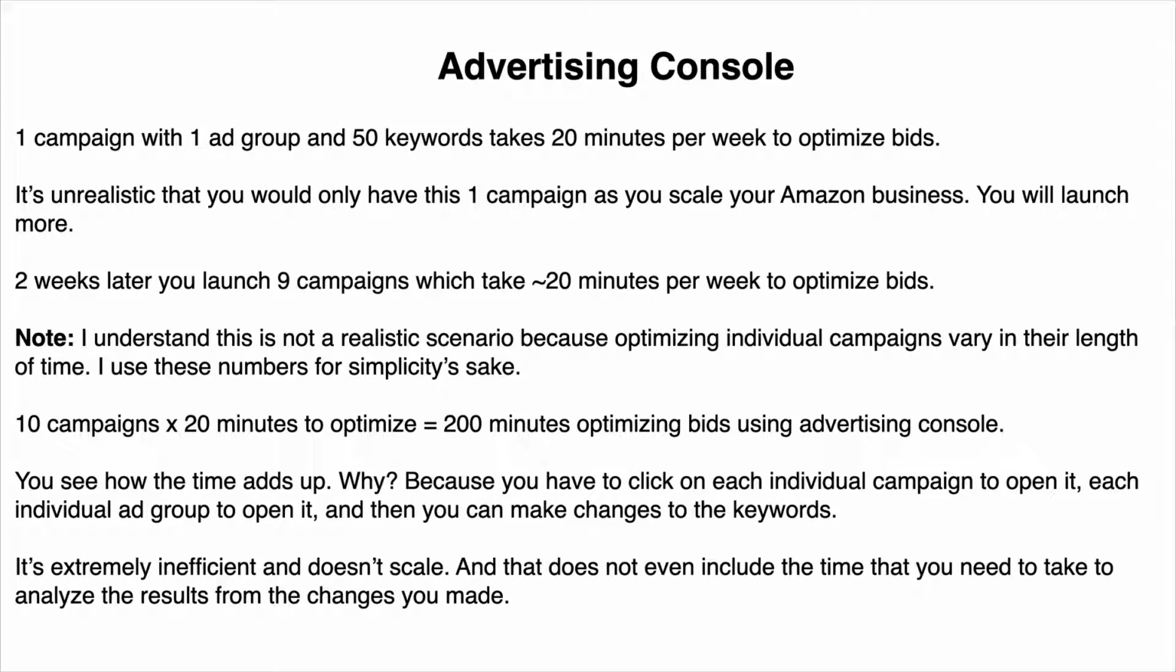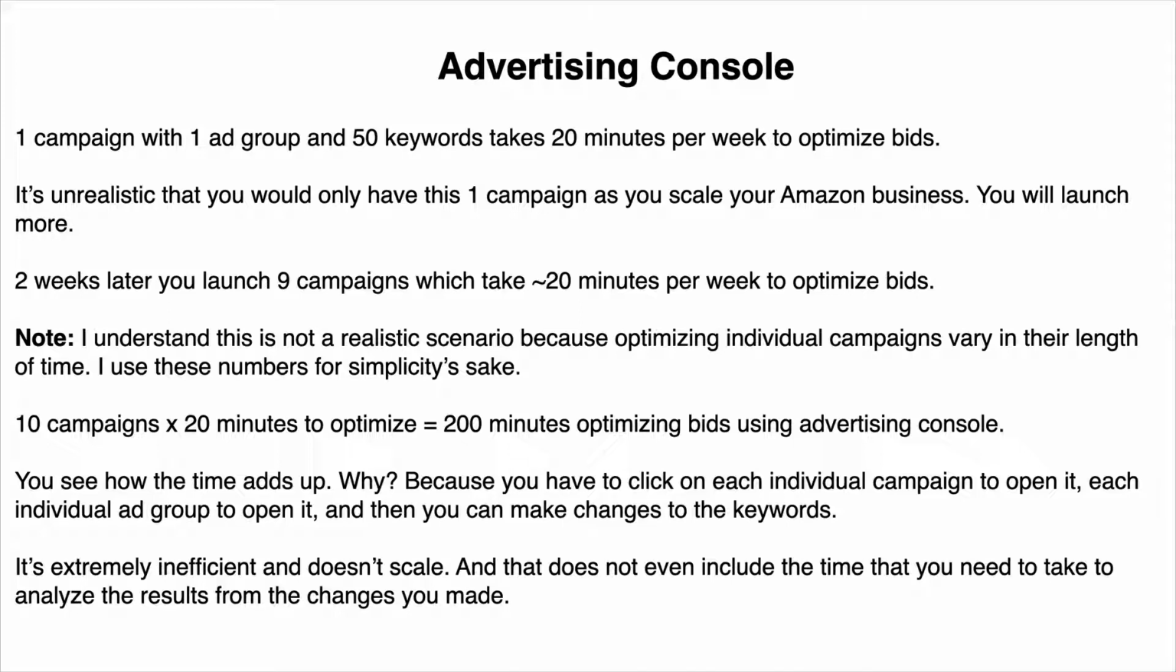Now, it's unrealistic that you'd only have one campaign as you scale your Amazon business. You will launch more, right? I've looked at hundreds of accounts over the years, and I've never seen one well optimized Amazon account with only one campaign. People launch multiple campaigns. So let's say 2 weeks later, 14 days later, you decide to launch 9 campaigns, and they take roughly 20 minutes per week to optimize the bids.